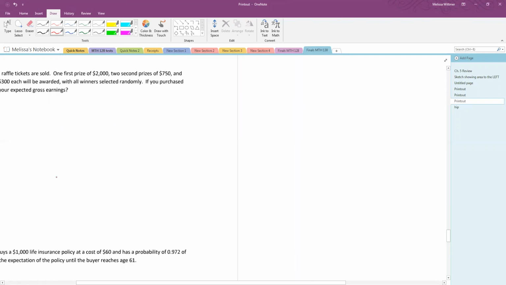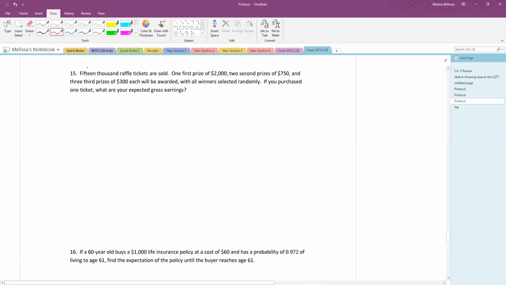So question 15 tells us that we have a raffle ticket situation. So we have 15,000 total raffle tickets. And we have different prizes. We have one first prize of $2,000, two second prizes of $750, and three third prizes, $300 each. If you purchased one ticket, what are your expected gross earnings?